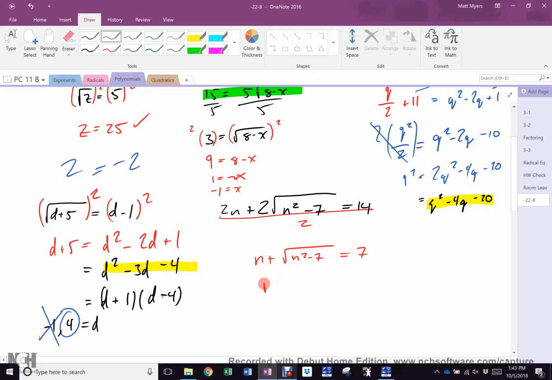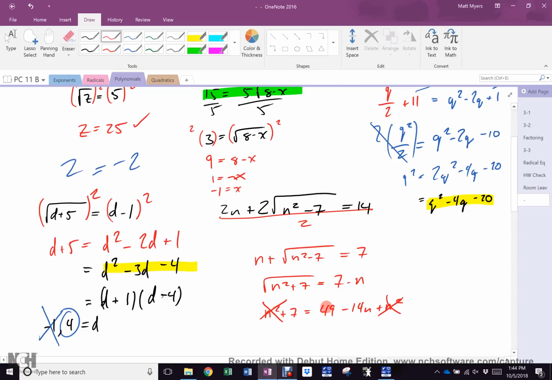You'd move that n. Root n squared plus 7 equals 7 minus n. Then what? You'd square both sides. N squared plus 7 equals 49 minus 14n plus n squared. Then what would you do? You'd bring the 7 over here? Really? That's crazy talk. You cancel the n squareds. Because one n squared and another n squared, the same sign on both sides, are gone.